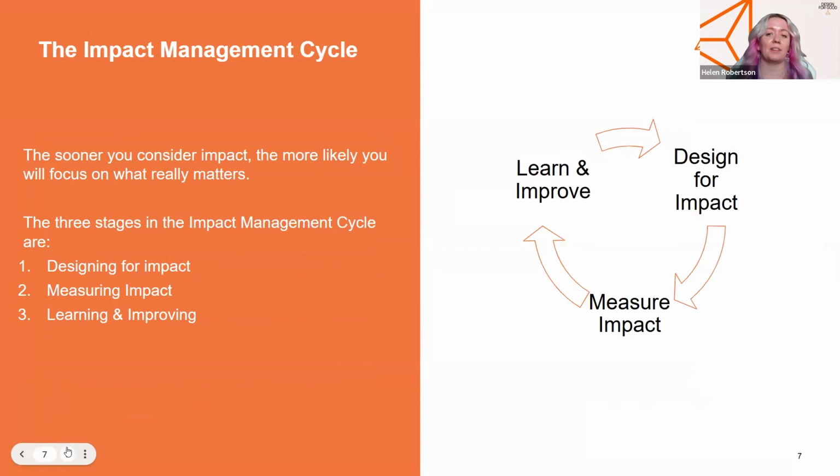So I'm sure you've seen something like this before, but again, just to consider the impact management cycle in our Design for Good project. The sooner you consider impact in your project, the more likely you are to focus on what truly matters. And the impact management cycle is a simple but powerful framework to help you do just that.